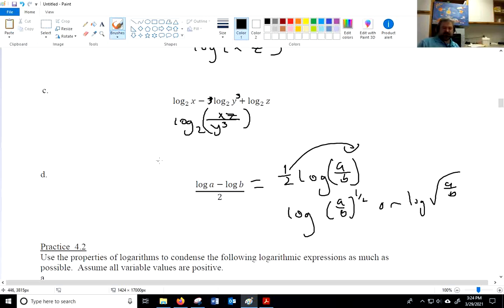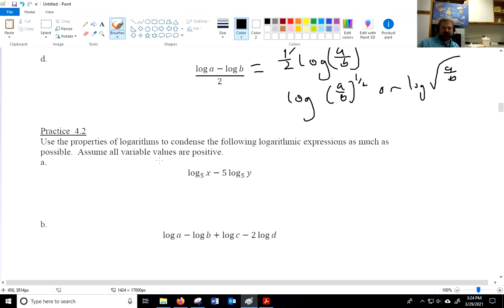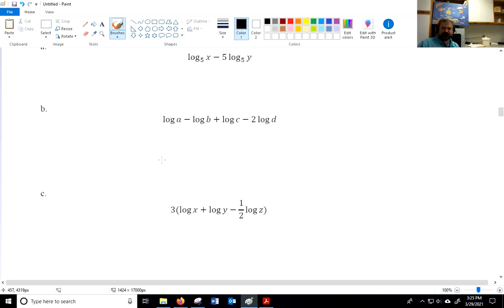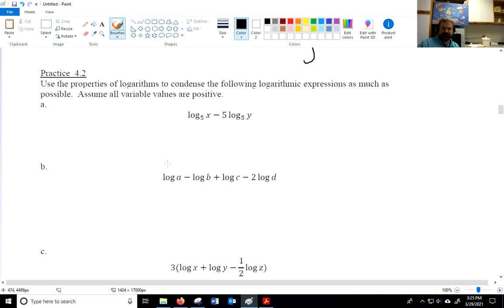All right, for practice 4.2, please use the properties of logarithms to condense the following logarithmic expressions. All right, let's see how you did. You should have called this the log base 5 of x over y to the 5th.